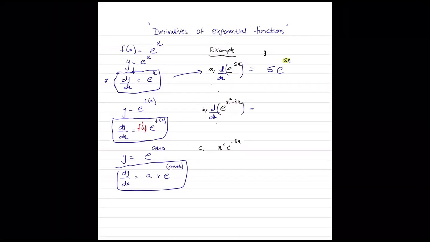Now let's look at the differentiation of e to the power of x square minus 3x. Differentiation of this is going to be this term itself times the differentiation of the power, which is 2x minus 3. Then for simplification, you can multiply e to the power of x square minus 3x with 2x minus 3, if required.